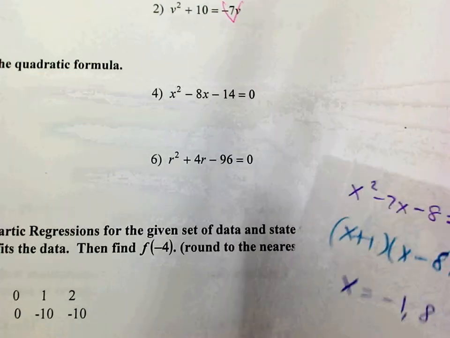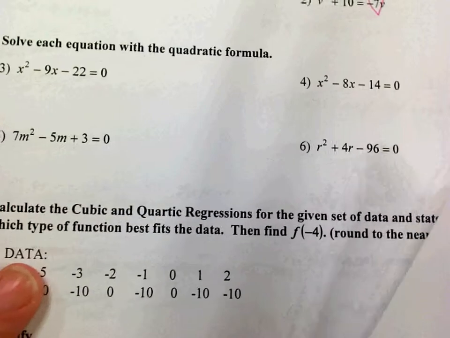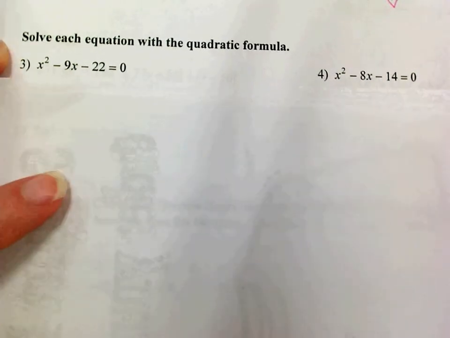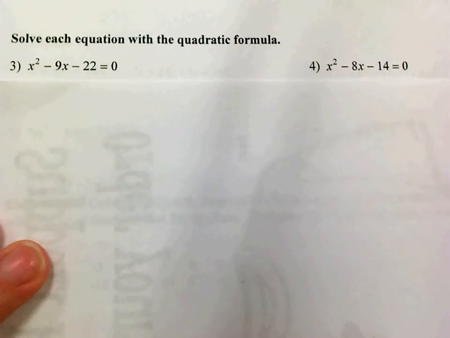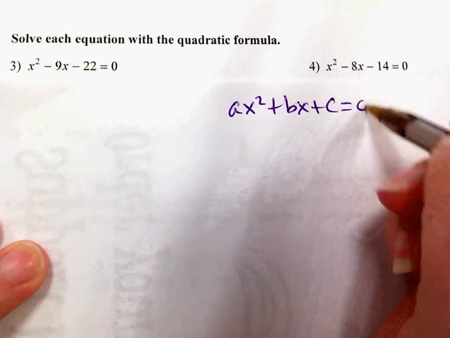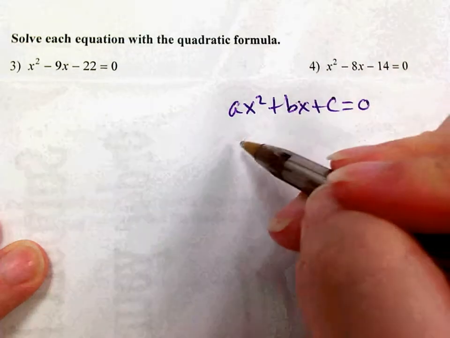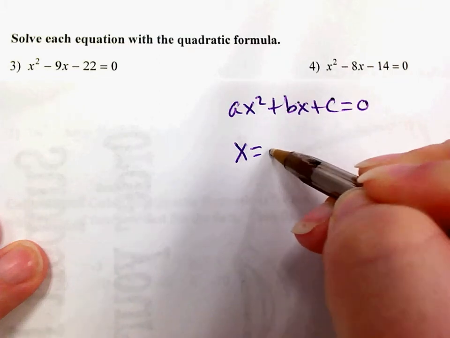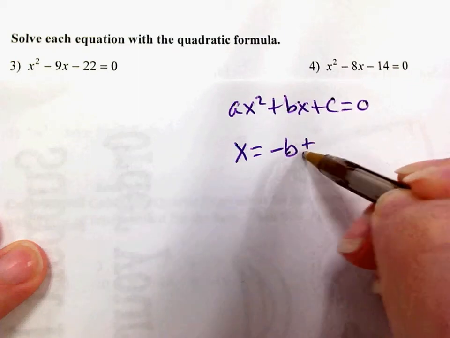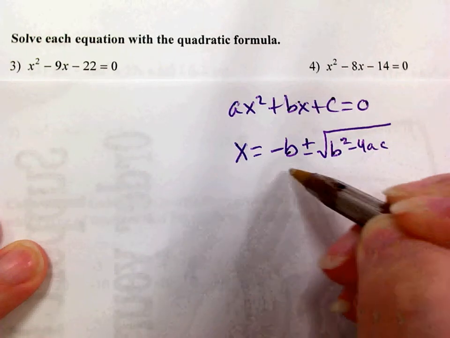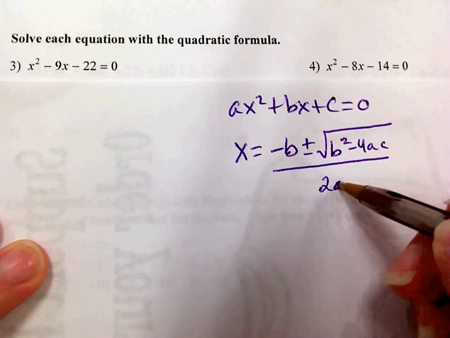Okay. Solve each equation with the quadratic formula. Do you remember what the quadratic formula is? Okay, so if I'm solving ax squared plus bx plus c equals 0, if I'm trying to solve that equation, then it's x equals. Say it out loud. And there you go.